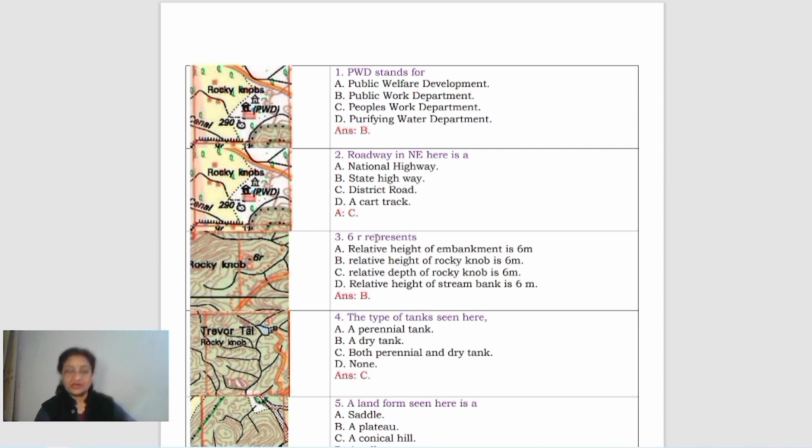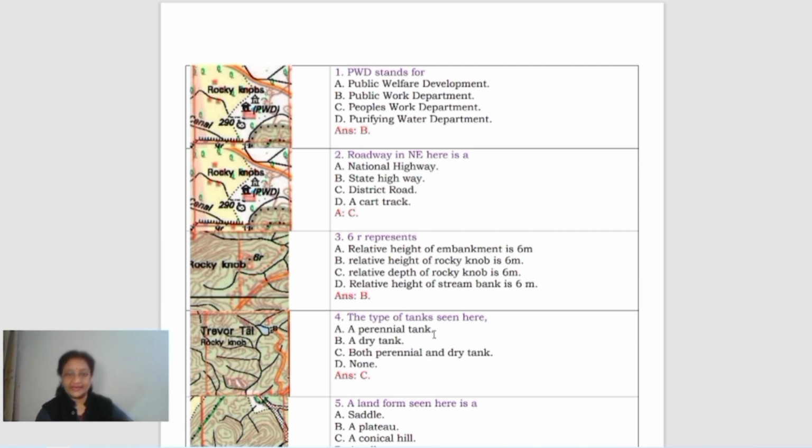Now next, 6R represents, 6R it is given here on a rocky knob. Okay, very close to the rocky knob it's given, right? Now when it is given very close to the rocky knob, that means it indicates the height of the rocky knob. Now when it is R, that means a relative height. And what does it indicate exactly? A relative height of rocky knob is 6 meters. That means in reference to the surrounding area, the rocky knob has a height of 6 meters above the surrounding area. The meaning of 6R is that. So B is the correct option.